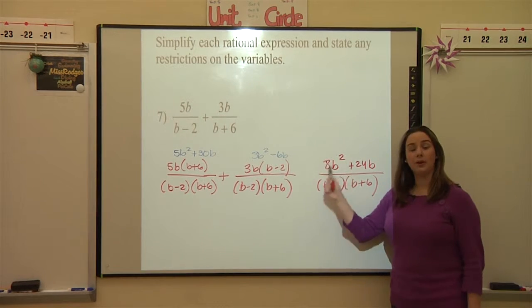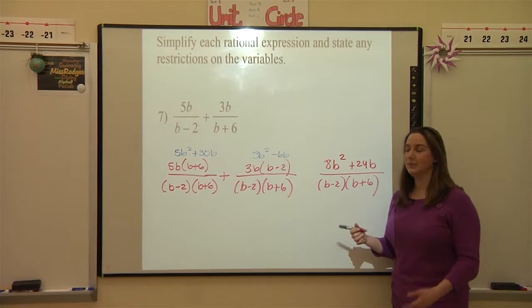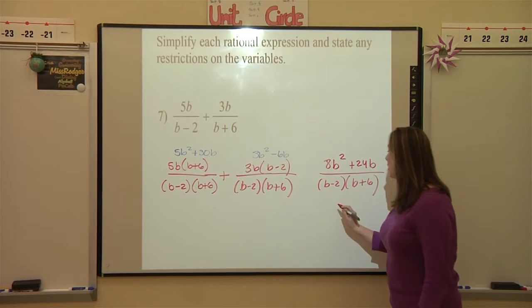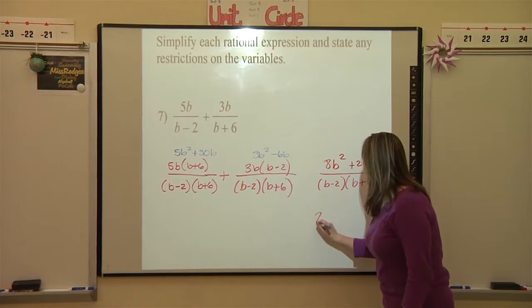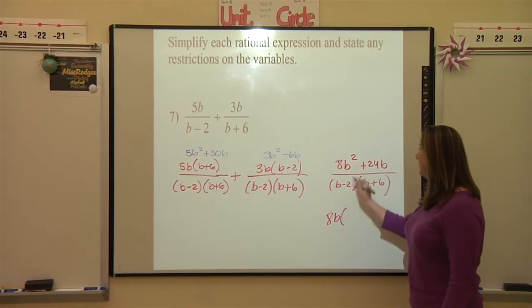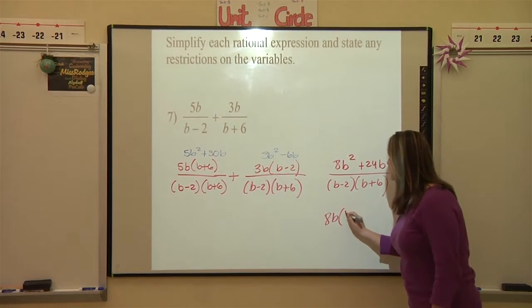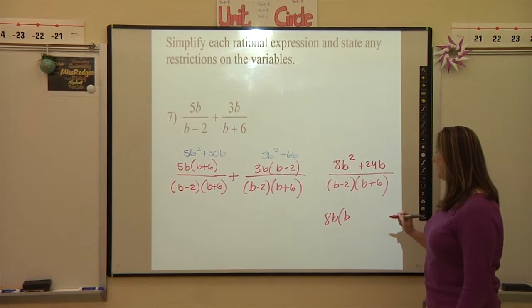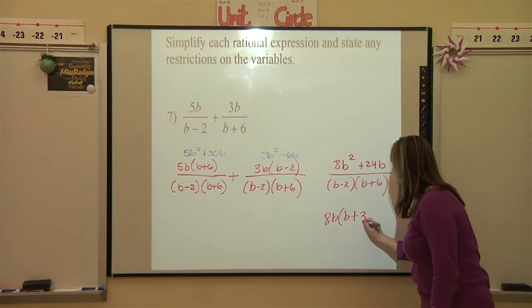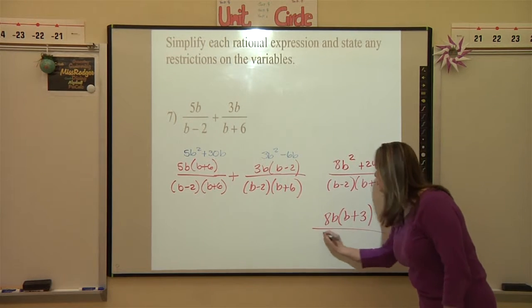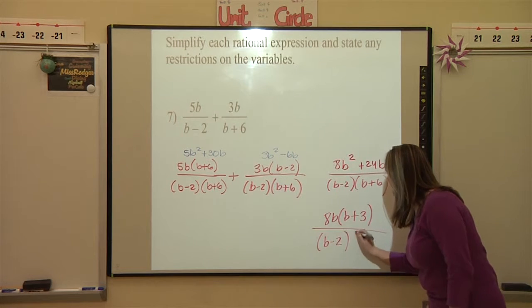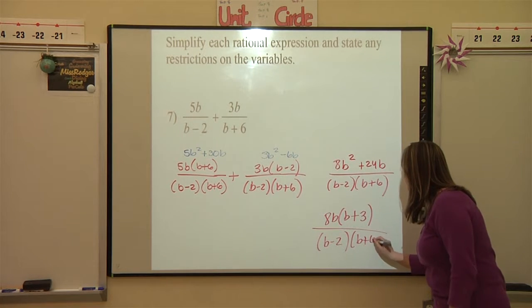At this point, I want to factor my numerator and see if I can simplify or reduce. So if I factor out an 8b, 8b times what's 8b squared? b. 8b times what's 24b? 3. And in our denominator again, we have b minus 2 and b plus 6.